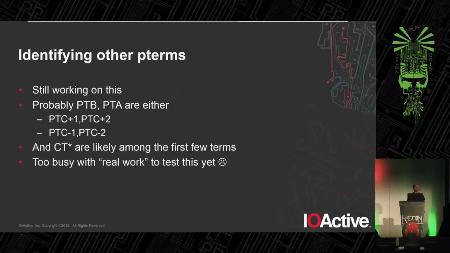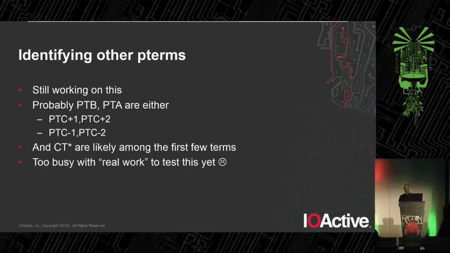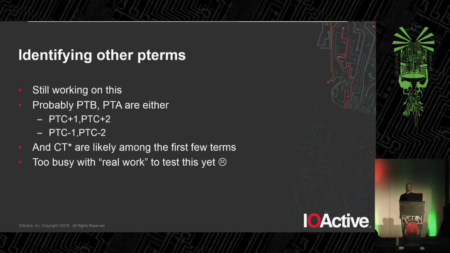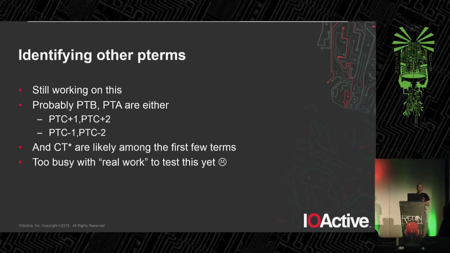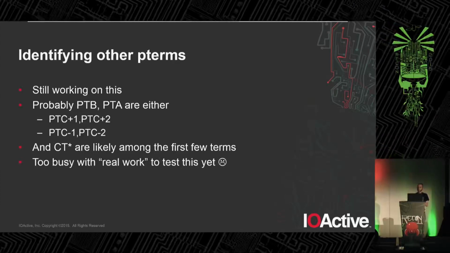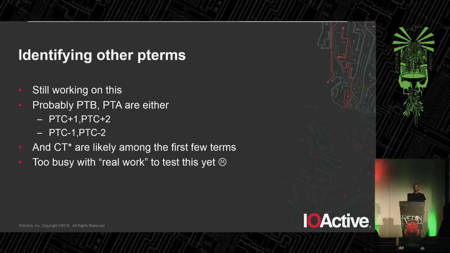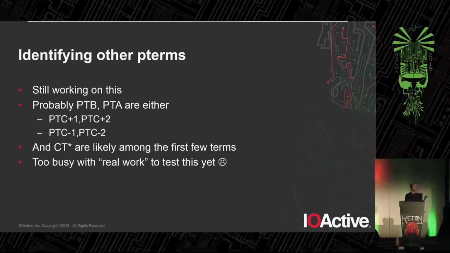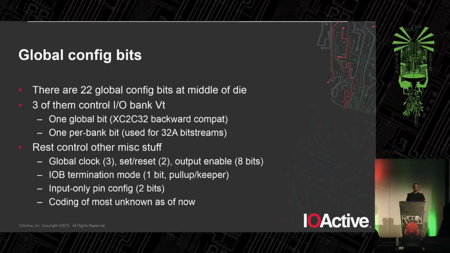Unfortunately, I have things called customers that kept me from working on this project as much as I would like. So I never actually figured out what product terms A and B are. I'm pretty sure that they're either just above or just below product term C. I don't know which. The control terms, if you remember, product term C is 3n plus 10. So below number 10, none of these terms are actually being used for anything in PTABC. So the control terms are probably among the first couple of terms. But again, I have not actually had time to figure out which is which.